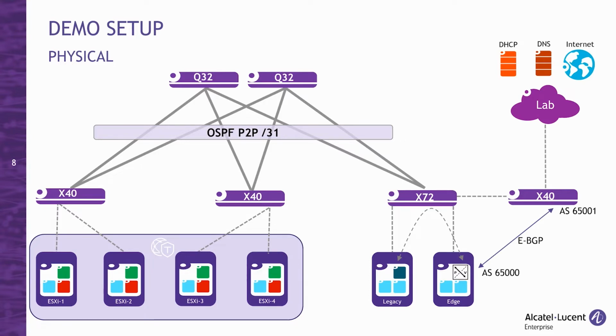And on the other one, I have an NSX-T Edge VM, which will do two things. The first one is to act as a bridge between the overlay and the legacy VM. And the other one is to connect to the physical lab network and exchange routes using BGP, so the overlay can talk to the outside world.